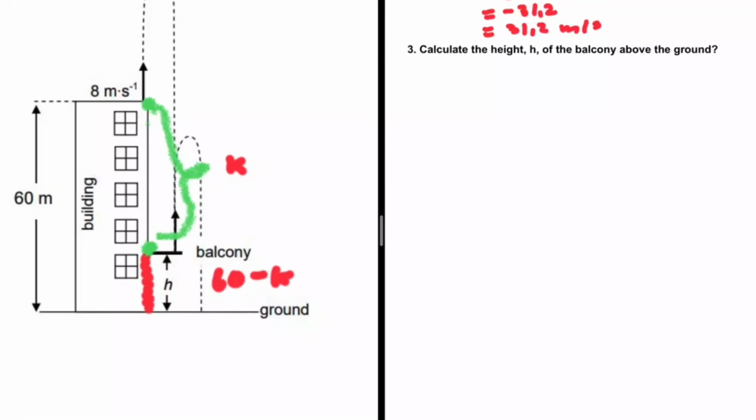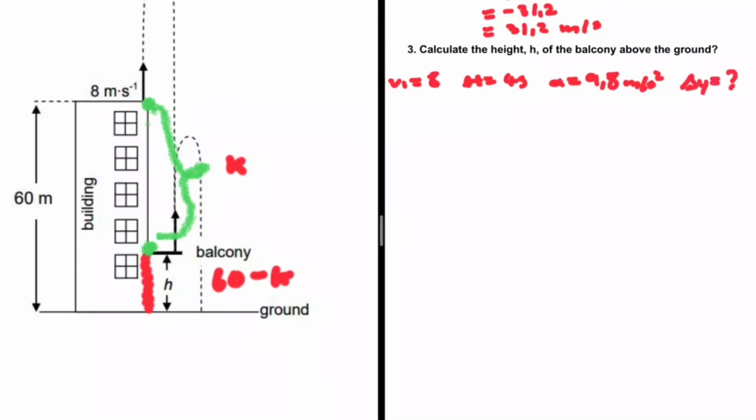So we can just find the displacement from the top of the building to the balcony and use that to find the height. Let me go ahead and show you what I'm talking about. Our initial velocity is 8 meters per second. Our change in time is 4 seconds. Our acceleration is 9.8 meters per second squared. We are interested in the displacement.